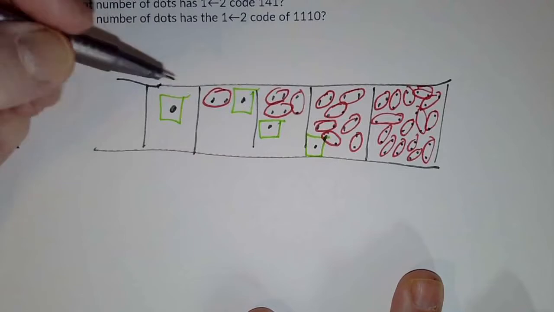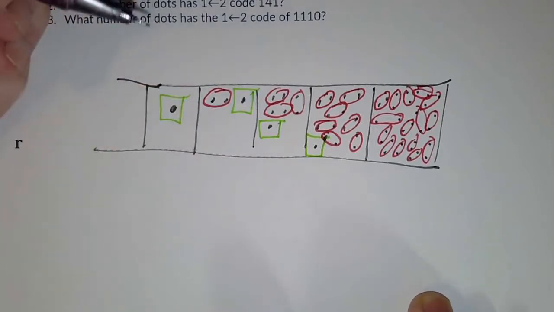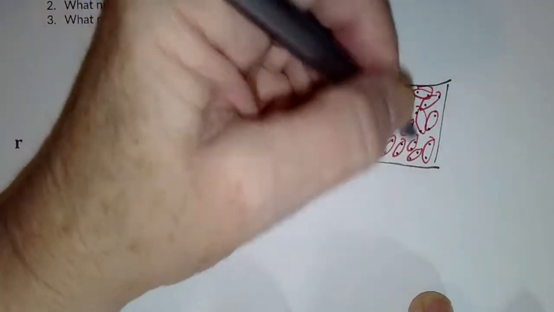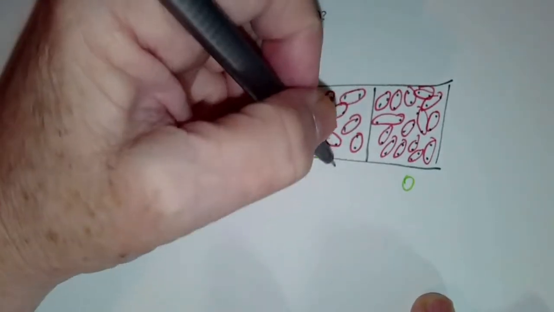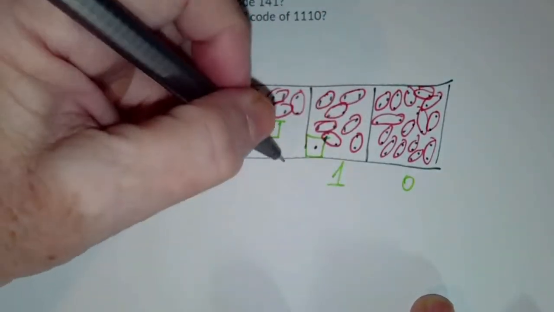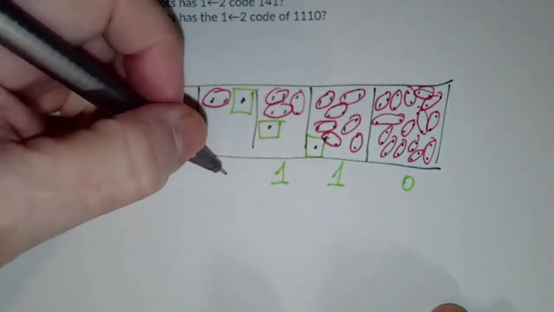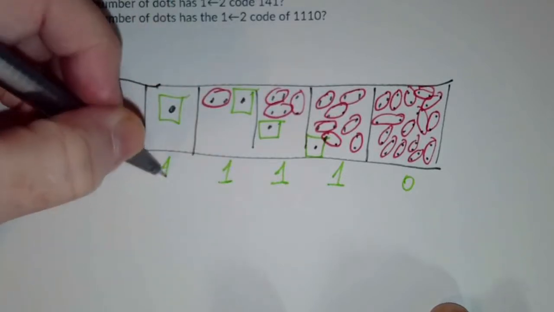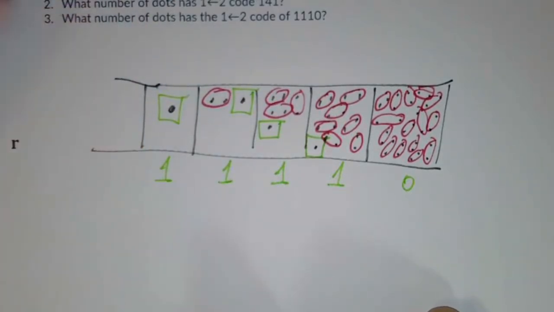Since we did all of the remainders in green, let's write the number in green. We have 0 in the first box, 1 in the second, 1 in the third, 1 in the fourth, and 1 in the fifth. Well, what does that mean?